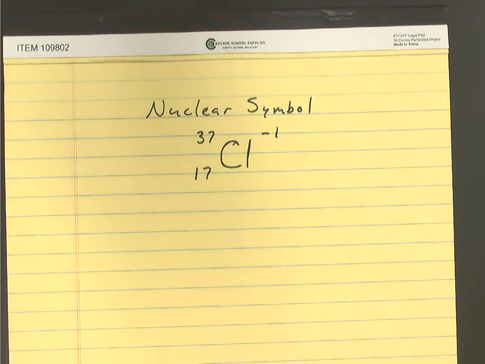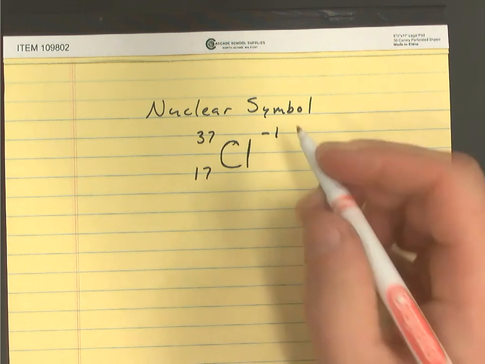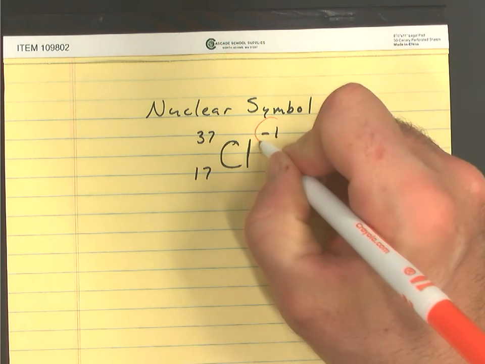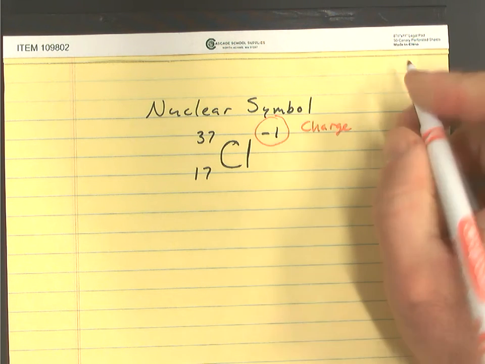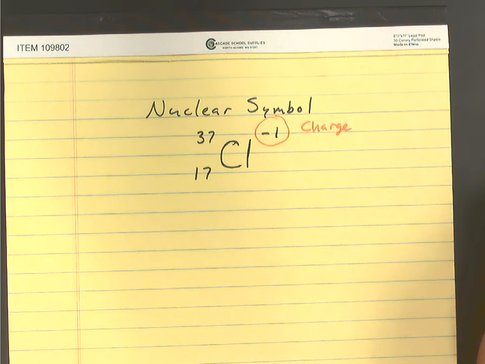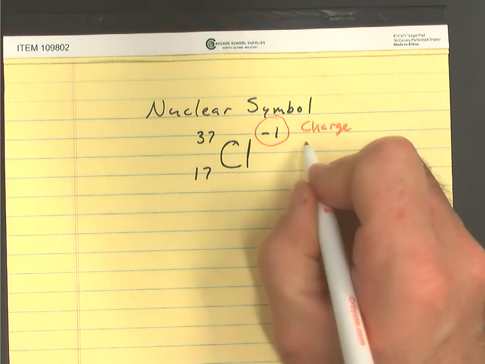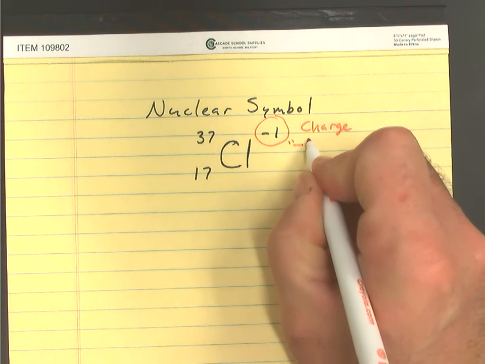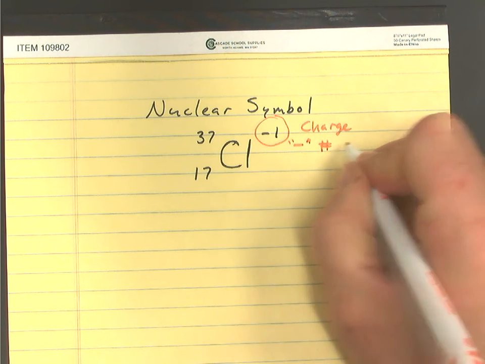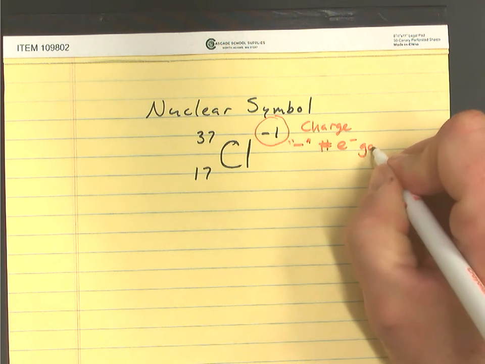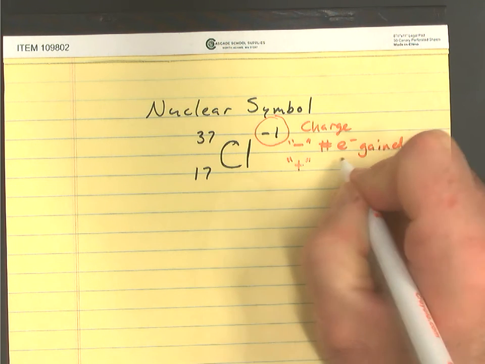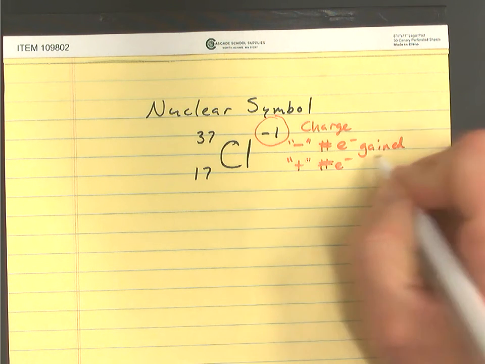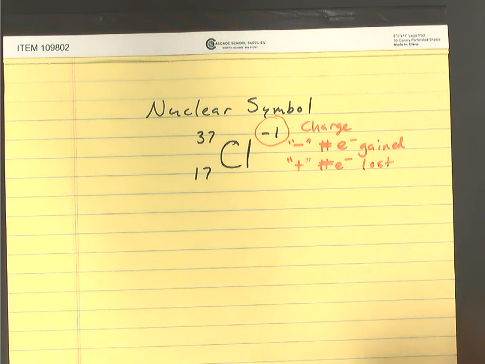Alright. Nuclear symbols, just to clarify. This is the charge. Okay, that's the charge. In this case, a minus is the number of electrons gained. Whatever your plus is, that's the number of electrons lost. Okay?